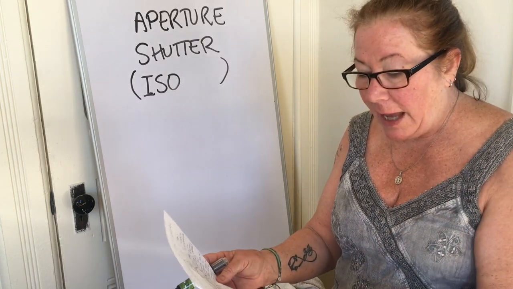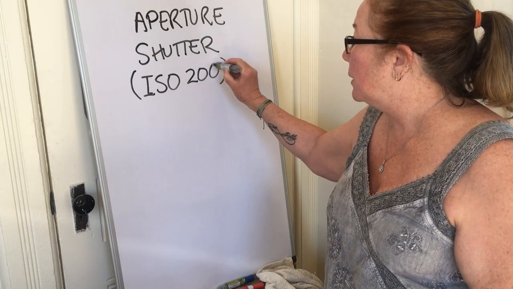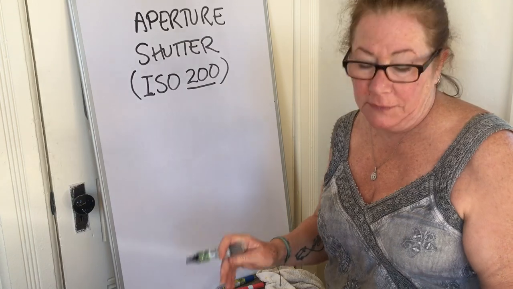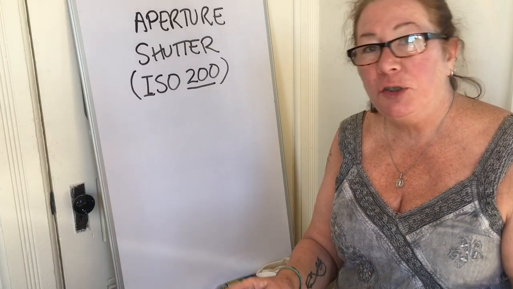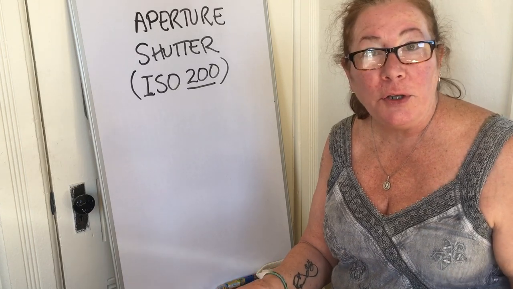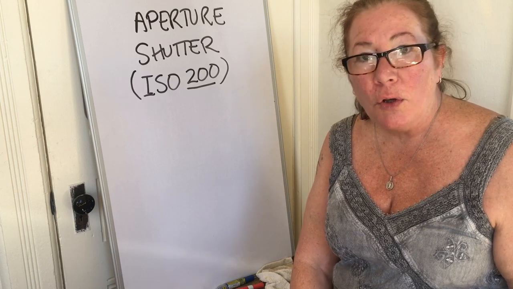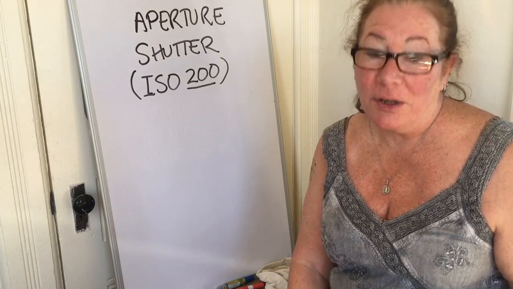So for this class, you're gonna keep your camera set at ISO 200, okay? It's always gonna stay at ISO 200. Be sure it's not on automatic, right? You may need to go into your menu on your camera to find where the ISO control is so you can set it properly at 200, okay?